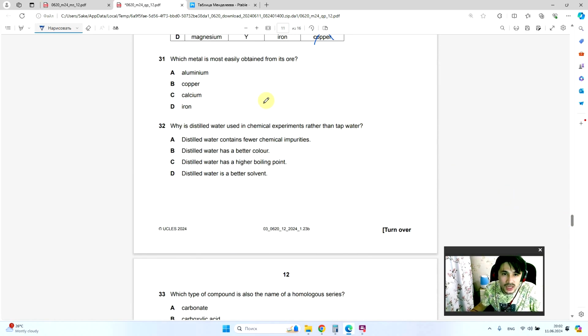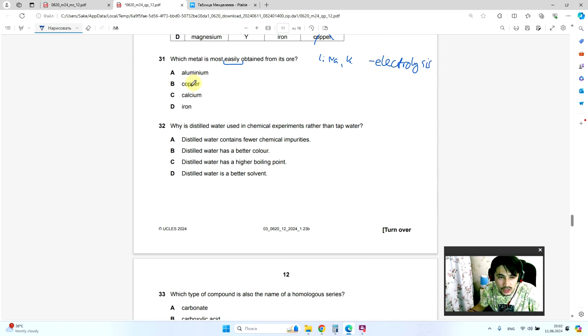Which metal is most easily obtained from its ore? Okay, we need to pay attention to the word easily. So this probably again means reactivity series. So as you remember, the most reactive metals, sodium, lithium, potassium, etc., are not produced by heating with coke. They are produced by electrolysis. And this is not that easy, so this is the hardest option.